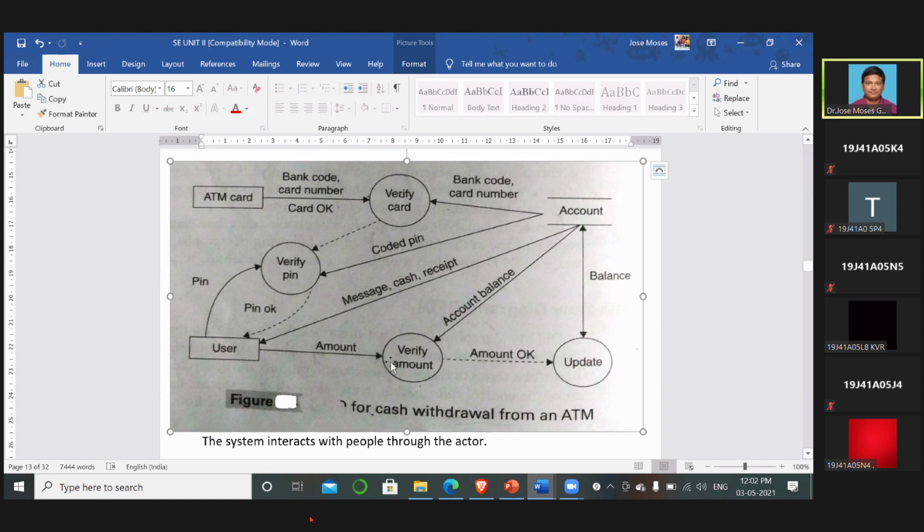So oval symbols are for the process, and this is the flow, how the flow is going on, the arrow mark, and these are the entities. Use of ATM card and account, right? So can you understand the diagram? Yes or no? Able to understand the diagram?